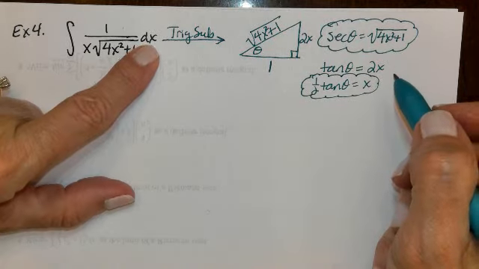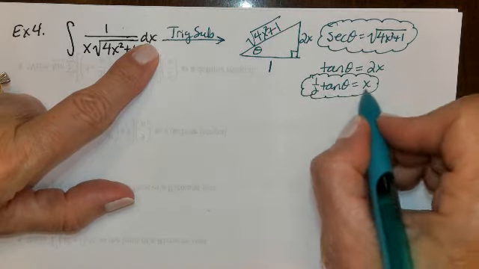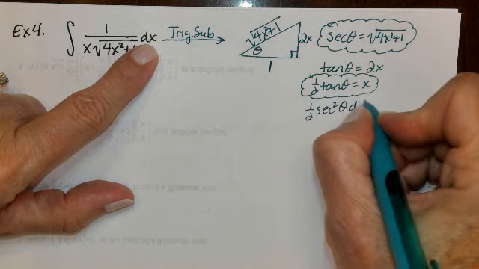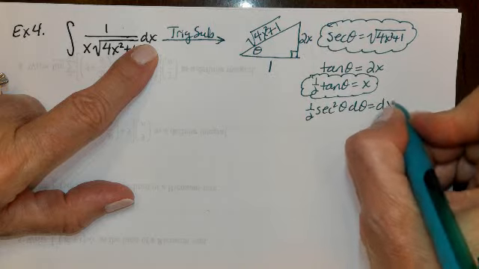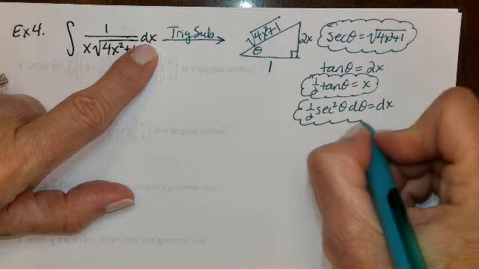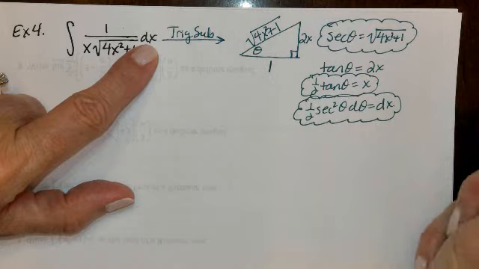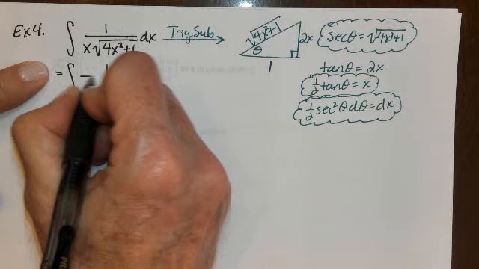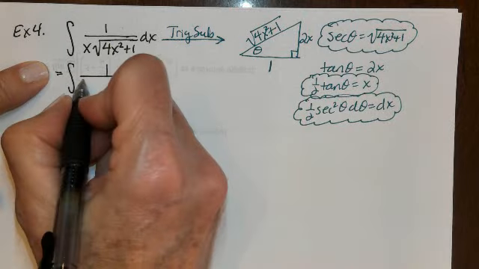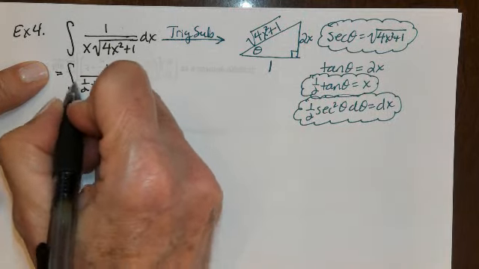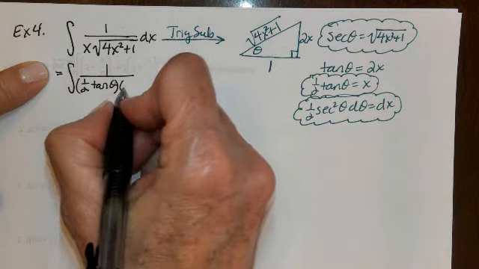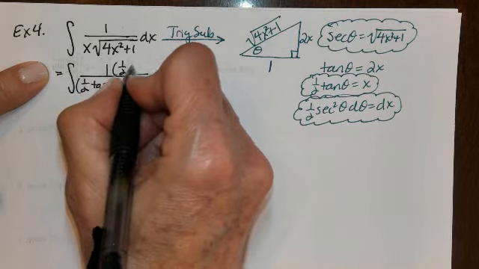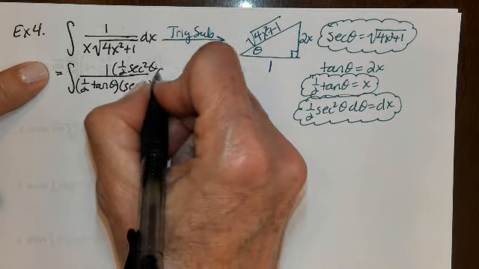Now I need something to sub in for dx. So I'm going to take the derivative of both sides. I'll have 1/2 secant squared theta d theta is equal to 1 dx. And that's what I'm going to sub in for dx. Okay, in place of the x, I'm putting 1/2 tangent theta. In place of the square root, I'm putting secant theta. In place of the dx, I'm putting 1/2 secant squared theta d theta.